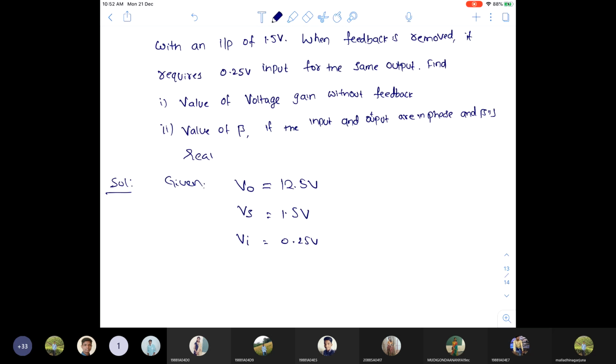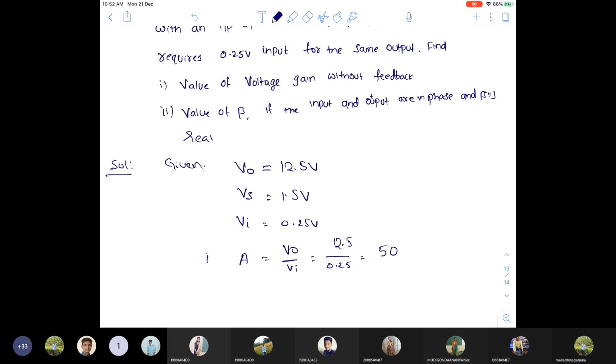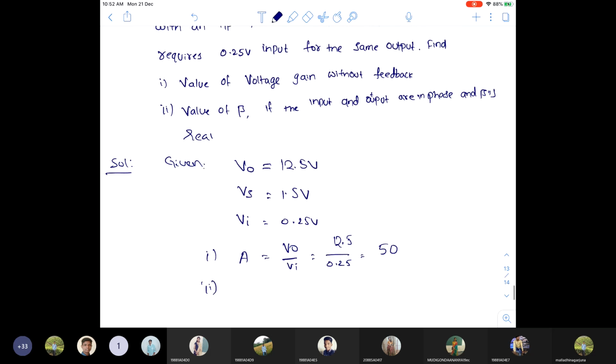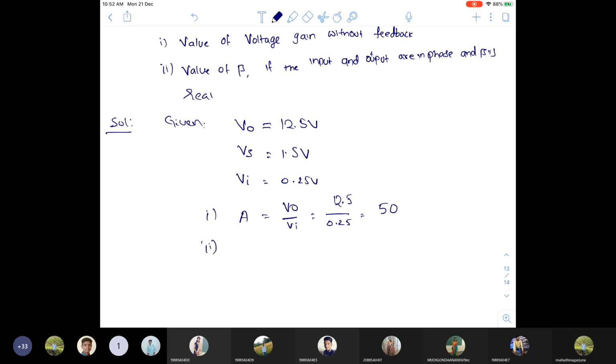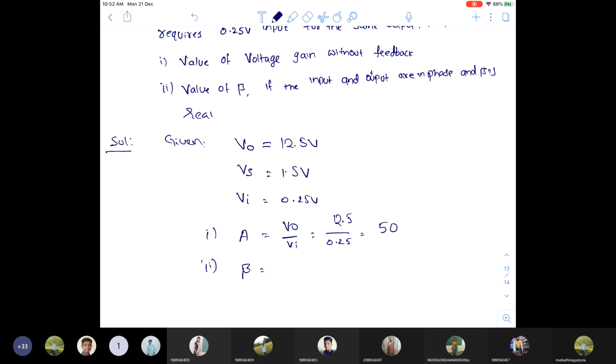Without feedback formula, A is equal to V naught by Vi. This is 12.5 by 0.25. How much? 50. Okay. Next, this is A. Now the value of beta. What is the formula for beta? How can we calculate? Beta is equal to Vf by V naught.